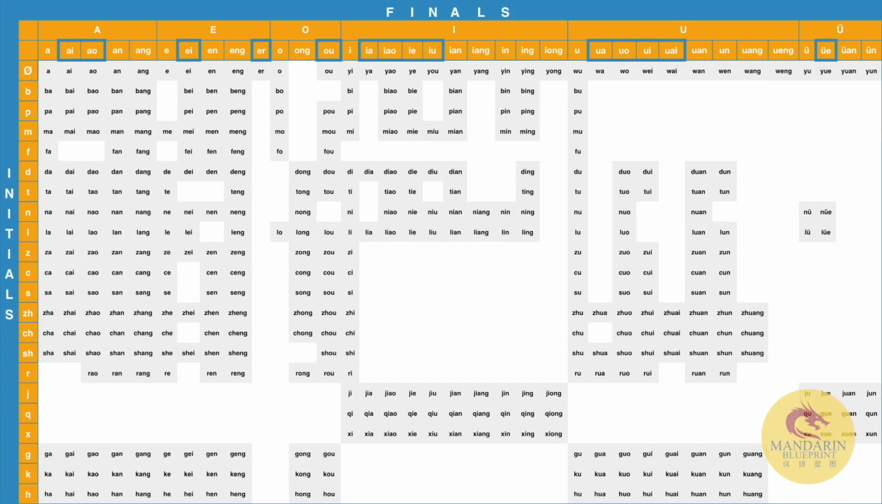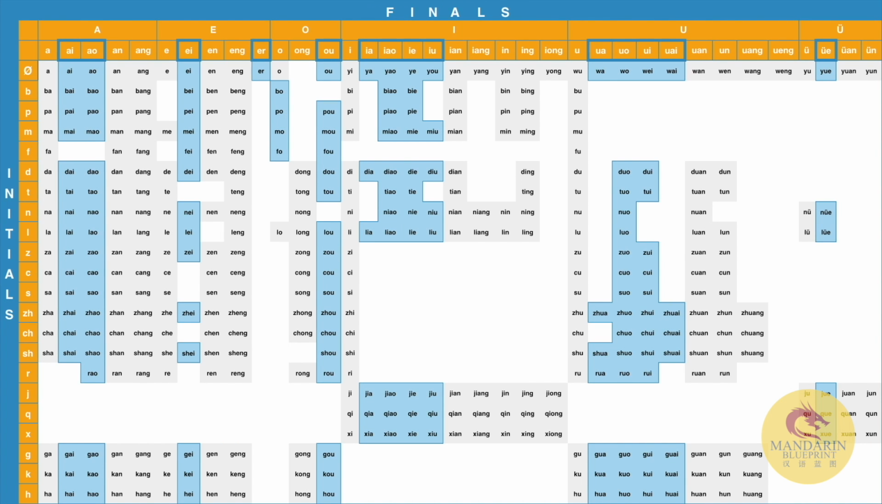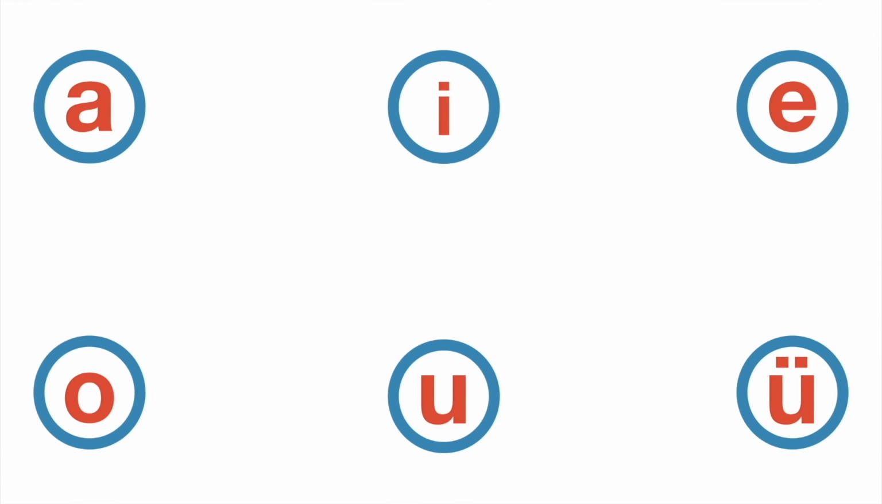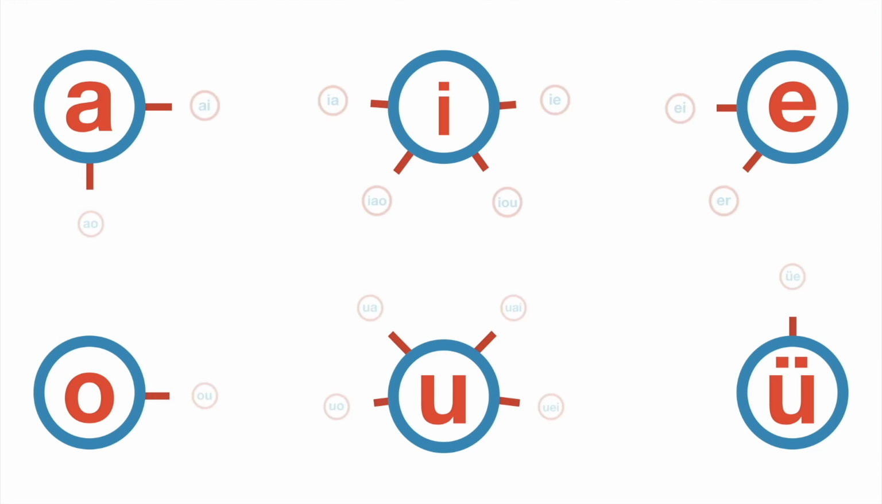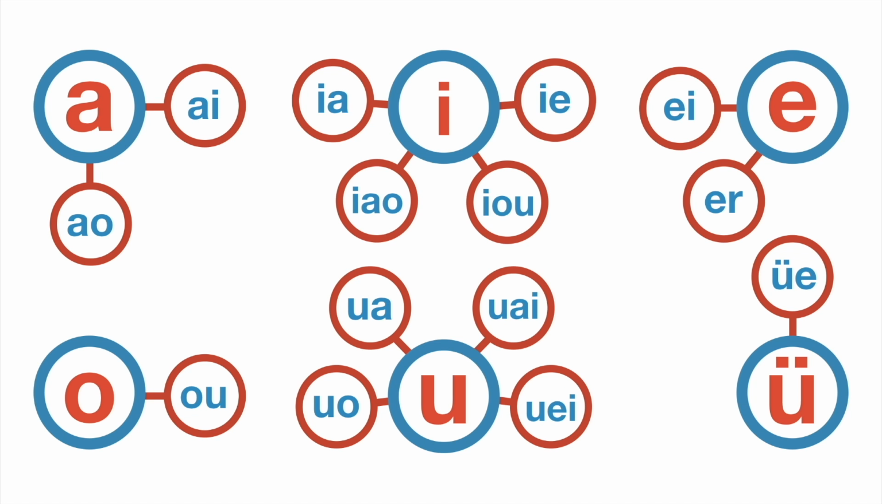Now, the compound finals are pretty much what they sound like. They're a combination of 2 or more simple finals. And here they are here on the pinyin chart. Another way of looking at them is like this. So here are 6 simple finals, and here are all the compound finals that are related to them.